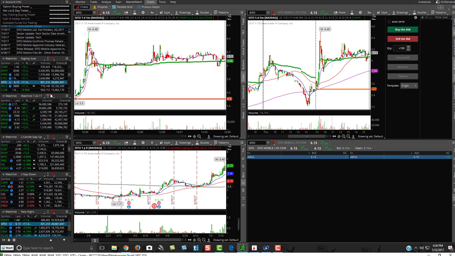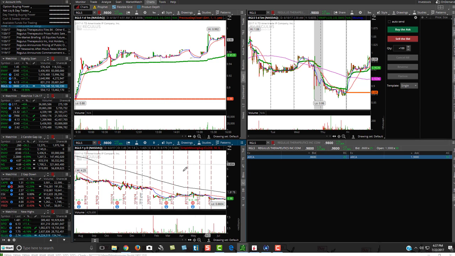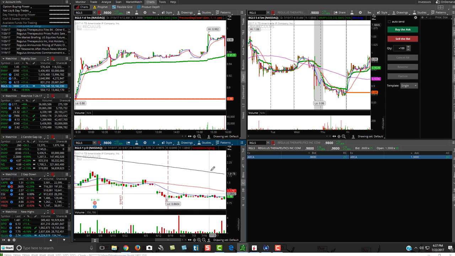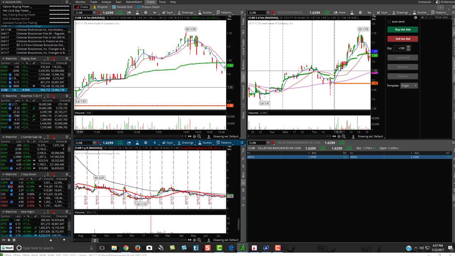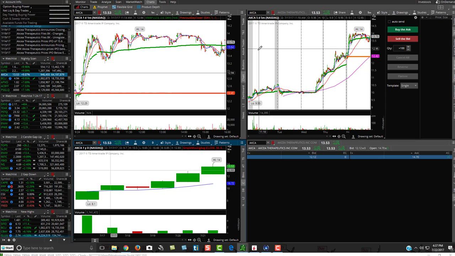But I don't think I'm going to put it on my Thinkorswim one here. RGLS, not a lot of volume. Kind of crappy looking. Don't like it. CLRB, another one, not enough volume. Kind of choppy. RETC, I don't like it.